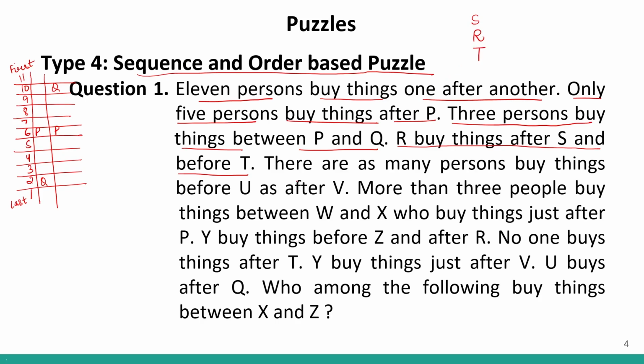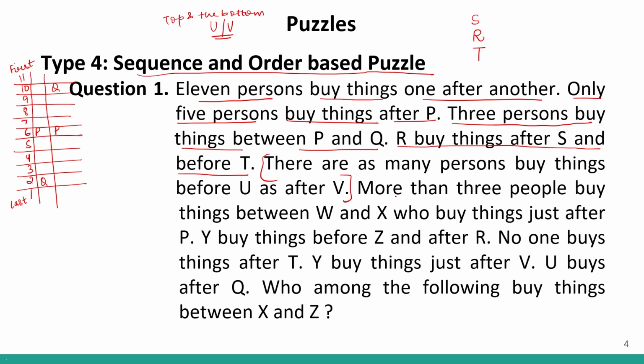Now, there are as many persons buy things before U and after V. So basically these type of statements means that U and V will have the same position from the top and the bottom. Correct? We have already discussed information like this.